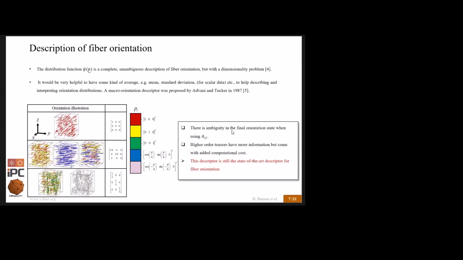So I cannot tell you, if you have something that's not 1, what the actual orientation is. Okay. You can use higher order tensors. This just means that you're going to have more variables. This second order tensor is symmetric, so you only have 6 independent components.